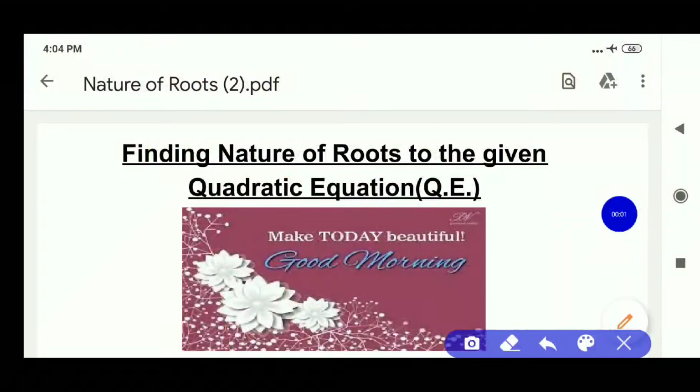Good morning, students. Today's topic is a very interesting topic, that is finding the nature of roots to the given quadratic equation.